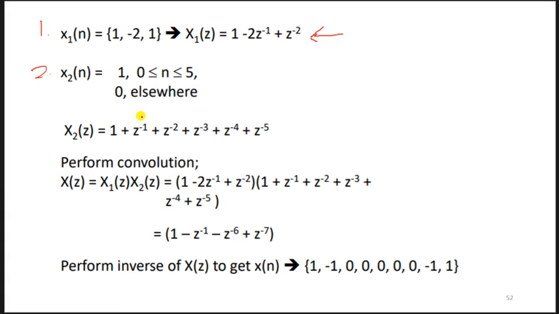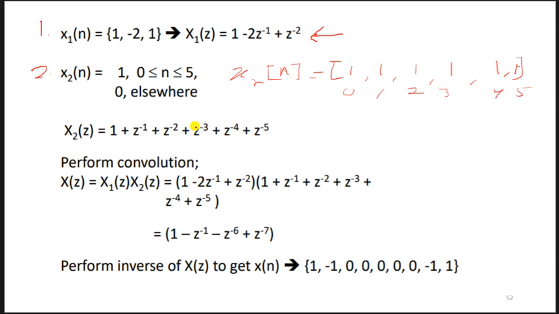Sequence 2 is 1 for n from 0 to 5, so this is basically a rectangular function. If you write this x[n], it equals 1 1 1 1 1 1, at n equals 0, 1, 2, 3, 4, 5. Alright, so you can write its Z transform directly: 1, z to the power negative 1, z to the power negative 2, up to z to the power negative 5.